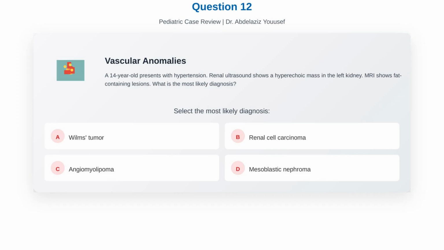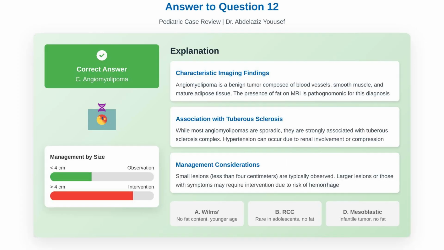Consider the age of presentation, the imaging characteristics, hyperechoic on ultrasound, fat-containing on MRI, and the association with hypertension. The specific finding of fat within the lesion is a key diagnostic feature that should guide your diagnosis. The adolescent age group and the benign nature of the condition should also be considered in your differential diagnosis. The correct answer is C, angiomyolipoma.